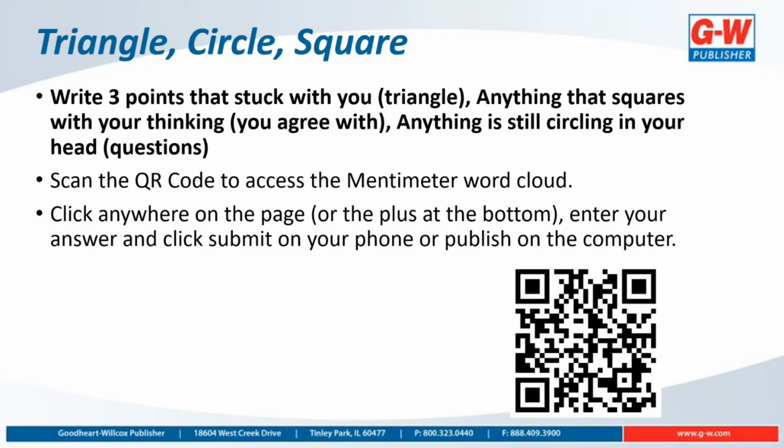So I'm going to take a quick break from talking and let you guys think and type. So the 5 E's that we just talked about. So we had engagement, explore, explain, elaborate, and evaluate. So 3 things that stuck with you, anything that squares with your thinking, and anything still circling in your head. And remember, if the link's not working for you or the QR code isn't working for you, feel free to just type it in the chat box. That is also perfectly fine and acceptable.